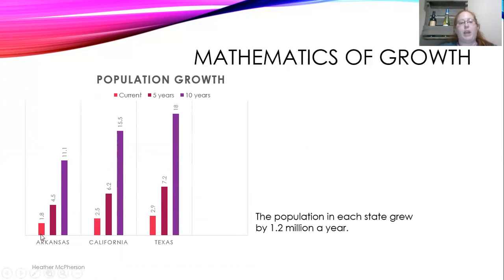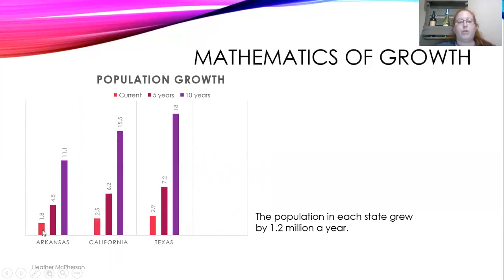Now, if you see in the pink right here, that's your current population. So I put Arkansas as 1.8 million. What I did for all 3 states is I just said that the population in each state grew by 1.2 million a year. Again, this is all just numbers that I picked. So I want to find out what the population is going to grow to in 5 years. We're going to use Arkansas as the example.